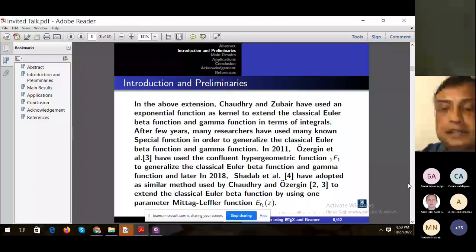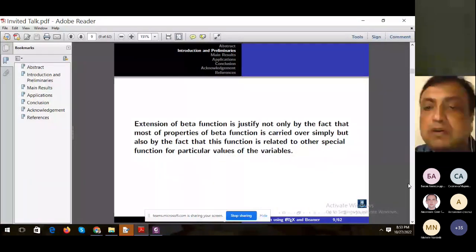Extensions of the beta function are justified not only by the fact that most of the properties of the beta function are carried over simply, but also by the fact that this function is related to other special functions for particular values of the variable. This is the beauty of the generalization.